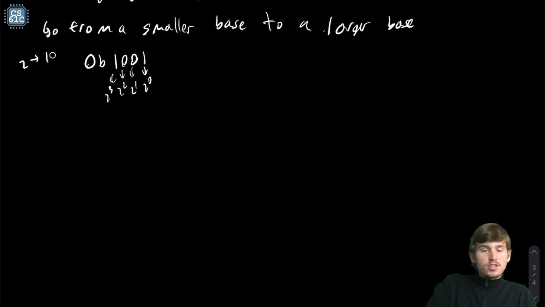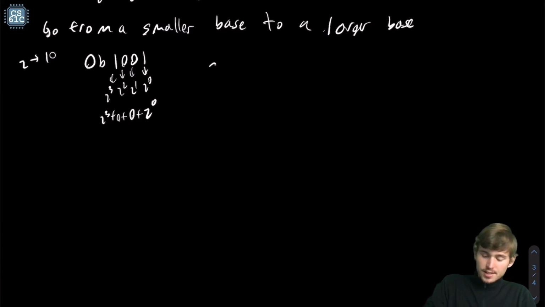Then I just multiply these two together. Because this is a 1, I'm going to keep it. This is a 0, this next place right here is a 0, so I'm not going to keep it. So this is going to now just be 0. This one is going to also be 0 because we have a 0 in this place. And finally, 2 to the 3, we're going to keep that because we have a 1 in that place.